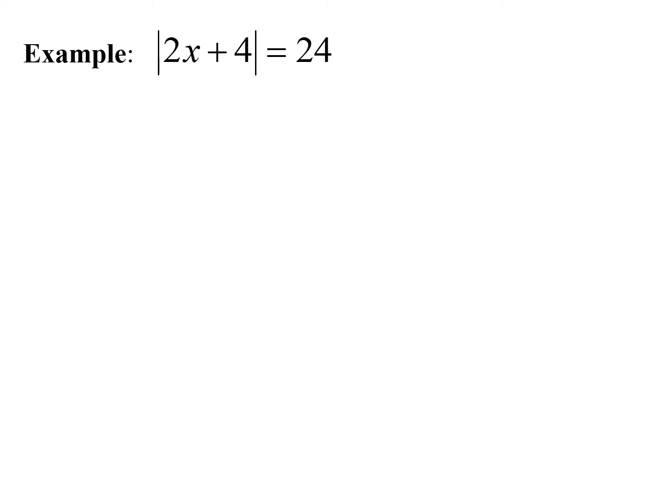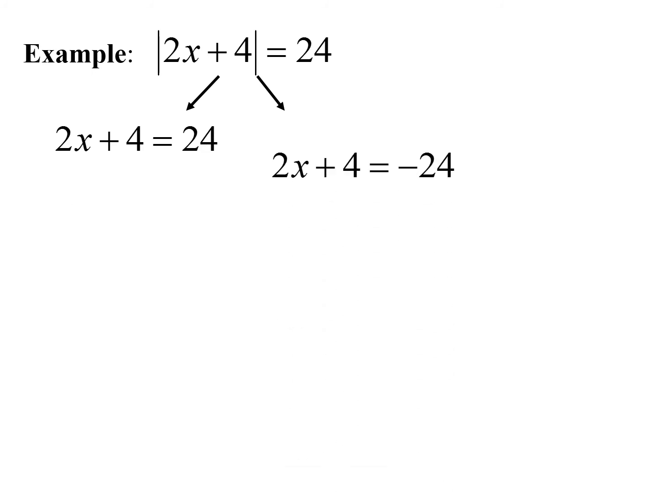Now let's take a look when it's a little bit more complicated. We have the absolute value of 2x plus 4 is equal to 24. Here, the absolute value is a distance. So we're looking at the distance in a positive direction and the distance in the negative direction. We're going to take our equation and set it equal to the positive direction and then set it equal to the negative direction. So we have 2x plus 4 is equal to positive 24. That means that we're moving to the right. And then 2x plus 4 is equal to -24, which means that we're moving to the left.